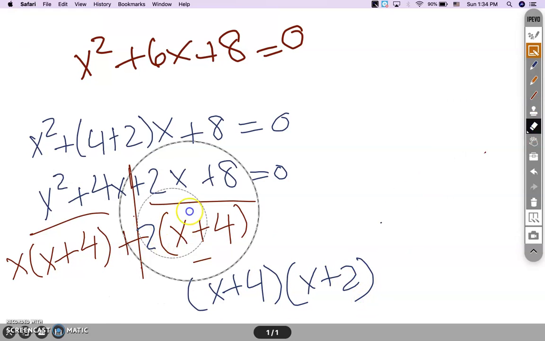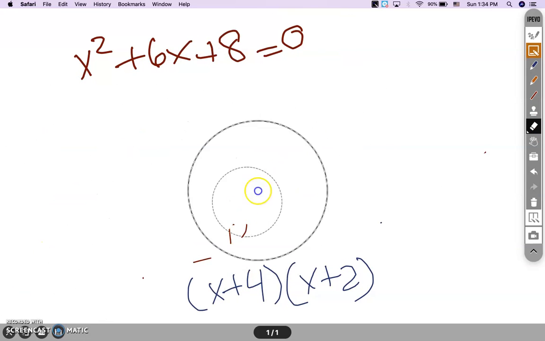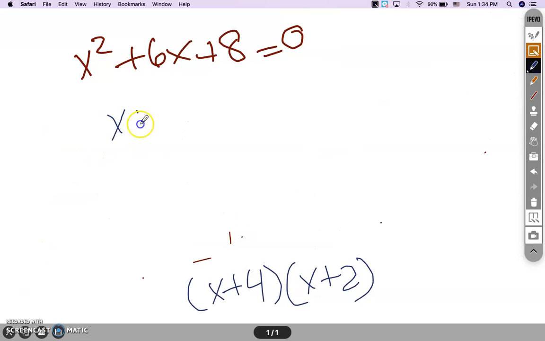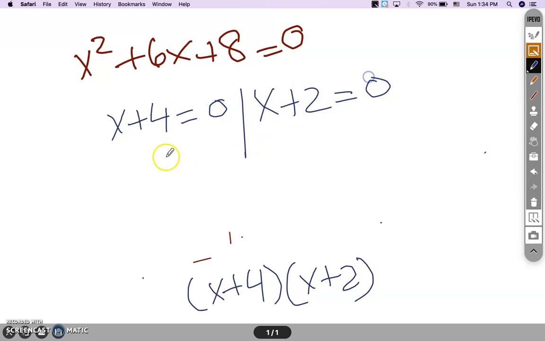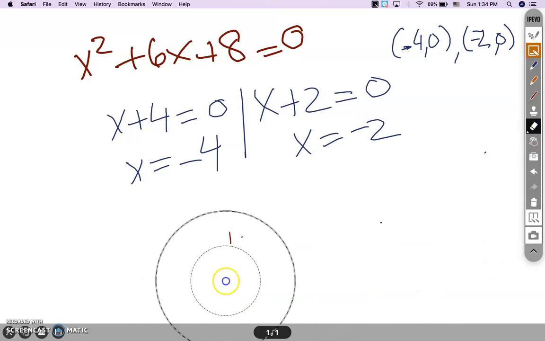So now, to find the x-intercepts, I have to make this into two separate equations. So x plus 4 equal to 0, x plus 2 equal to 0, okay? Then if I isolate x, I'll get x equal to negative 4, and here x equal to negative 2. So my x-intercepts are going to be negative 4, 0, and negative 2, 0, okay? So now let me erase this.